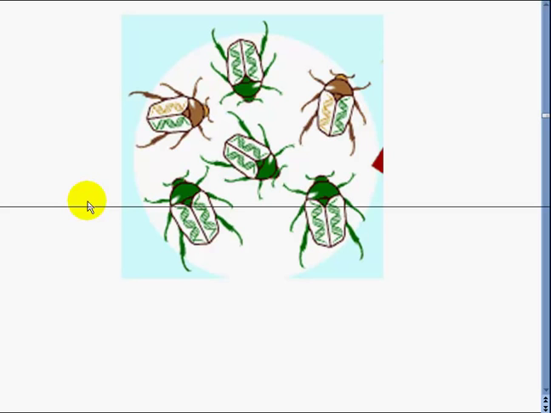Let's try it with these beetles. Now, even though there's a lot of green beetles here, the dominant trait is actually brown, and I can tell that because the heterozygotes, who have one green and one brown allele, end up having the brown phenotype.